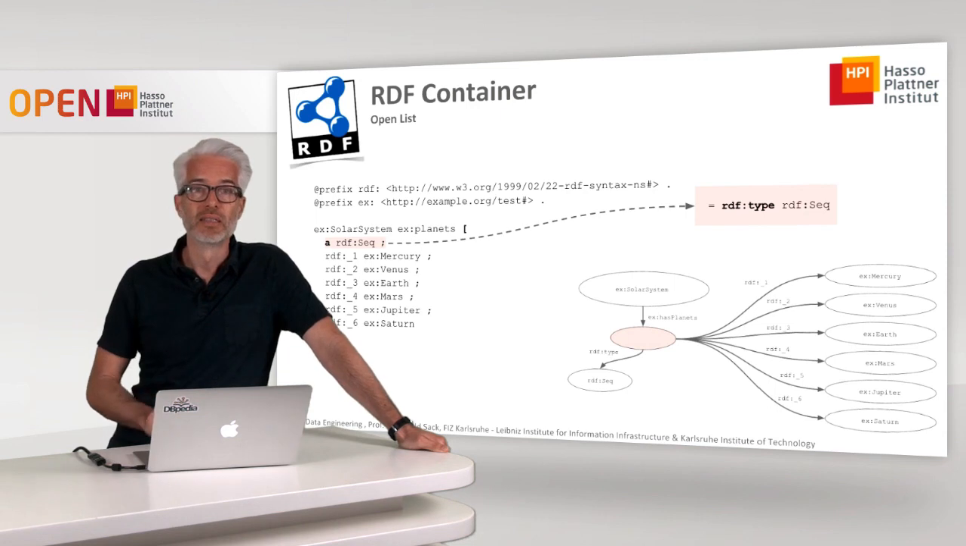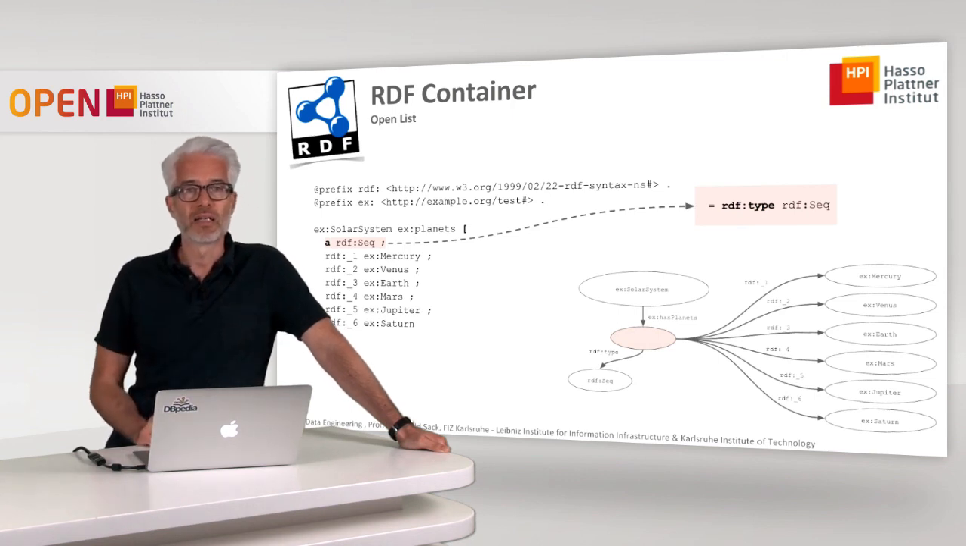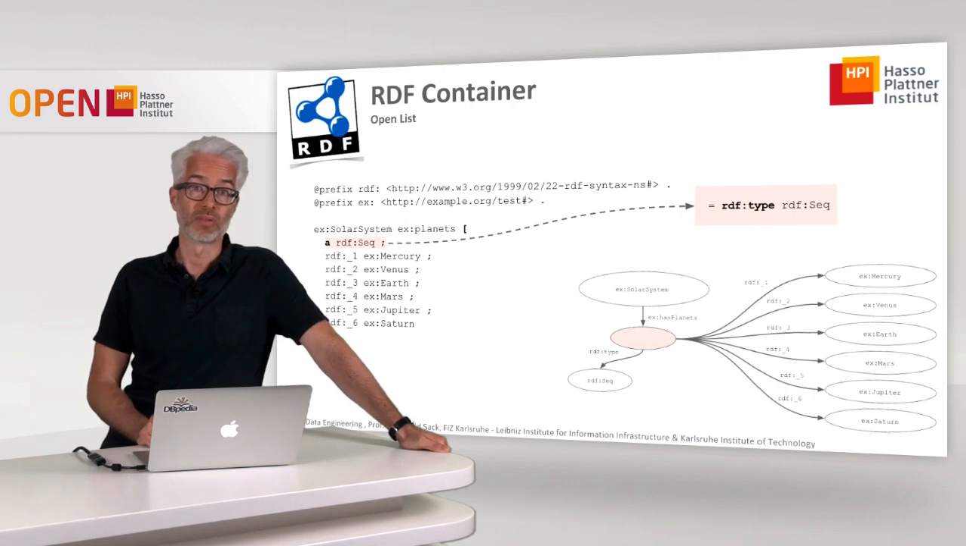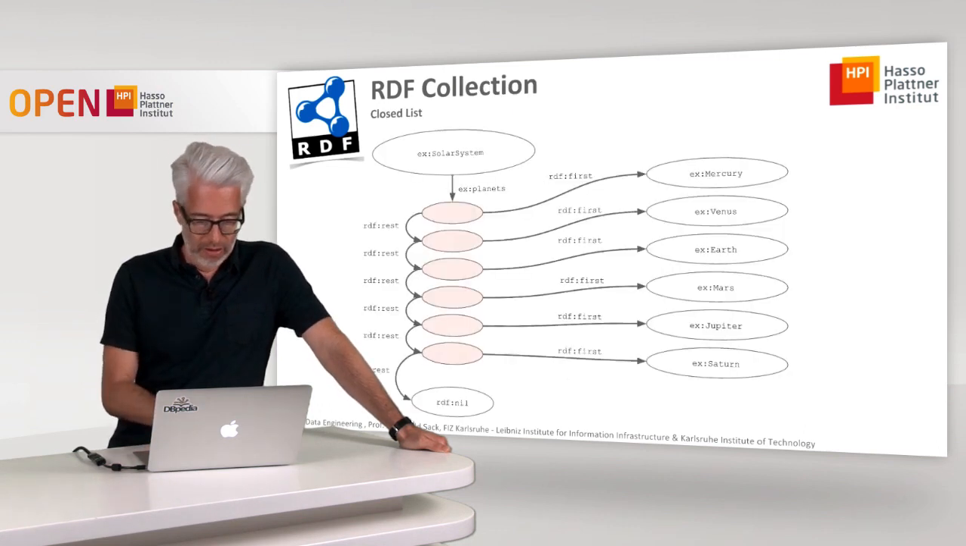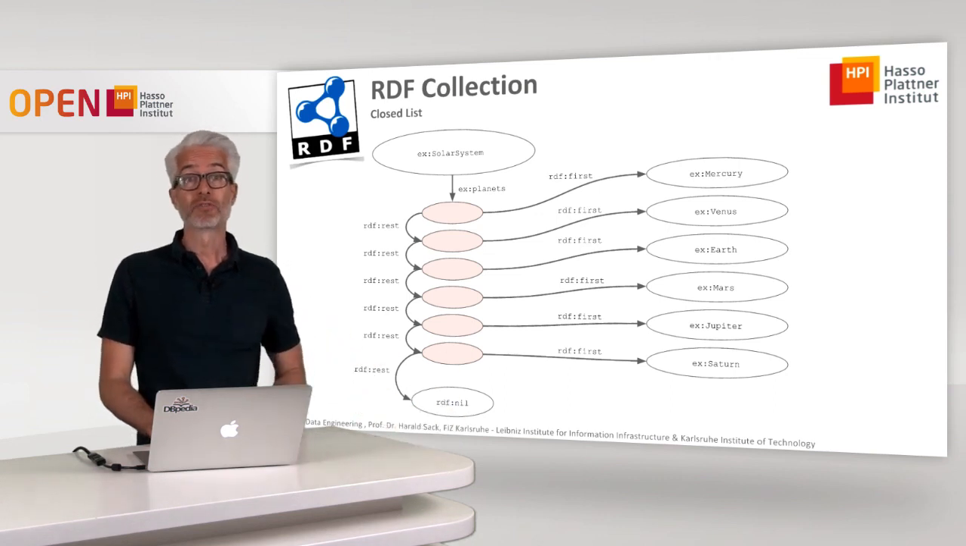So this is the RDF container. If I want to include simply another planet, then I simply would write, of course, rdf:_7, and then I could add Uranus, for example. So let's have a look at the other possibility that you have. These are the so-called RDF collections, which are closed lists.